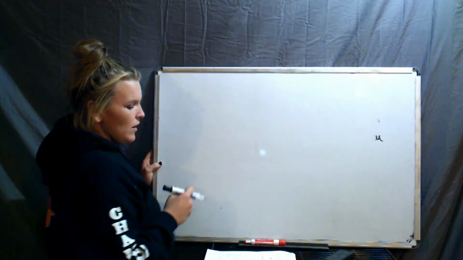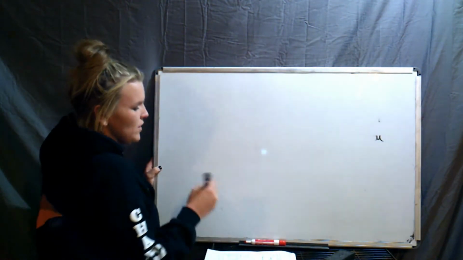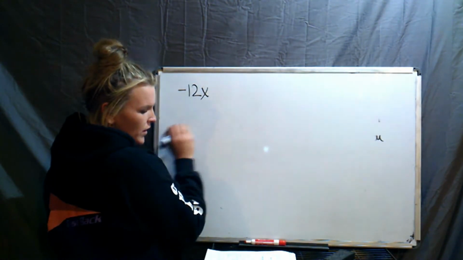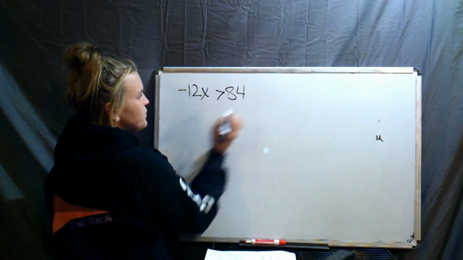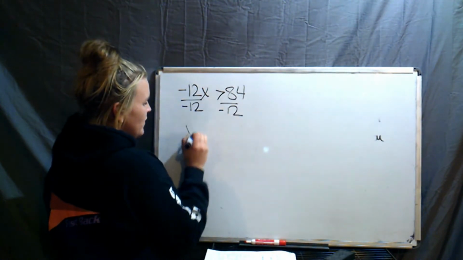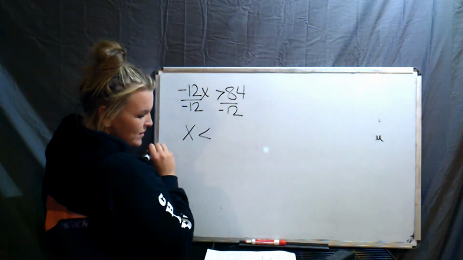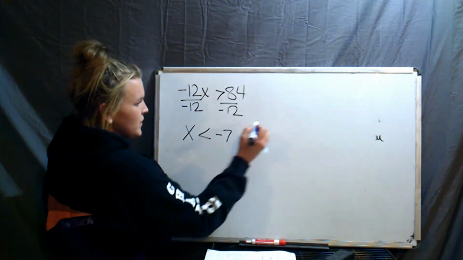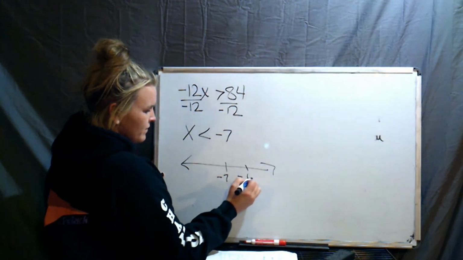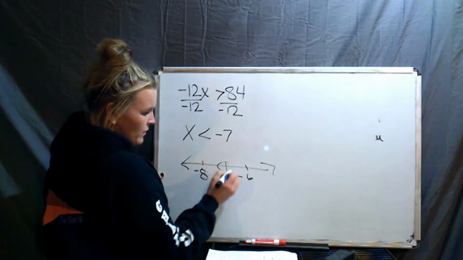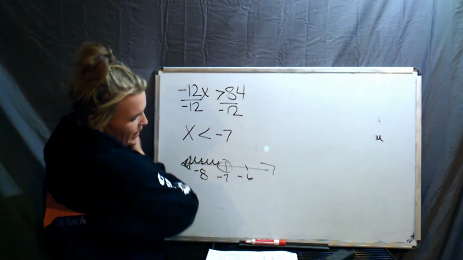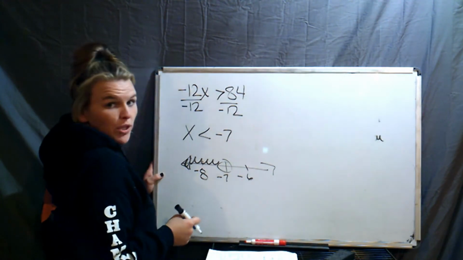Okay, so now we're going to solve these inequalities and graph our solutions. This would be for number 7. Negative 12x is greater than 84. Divide both sides by negative 12 to get x by itself. And I'll have x, switch my sign, is less than negative 7. Put that on a number line. I'm going to leave my dot open. I'm going to shade everything less than negative 7. Simple enough?